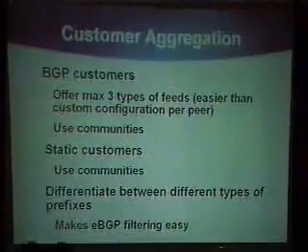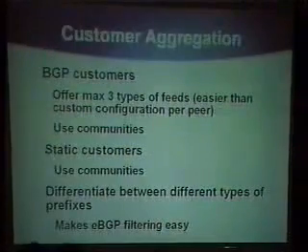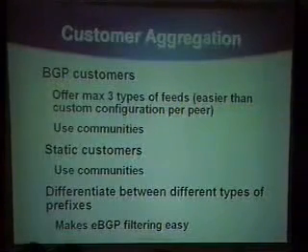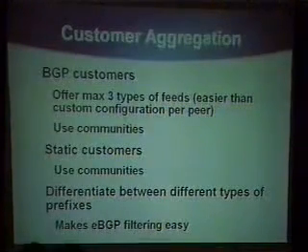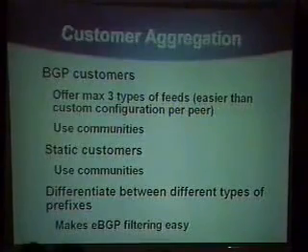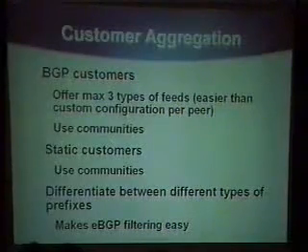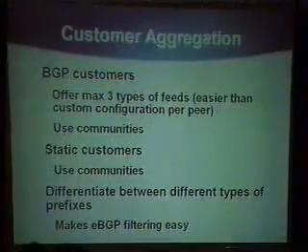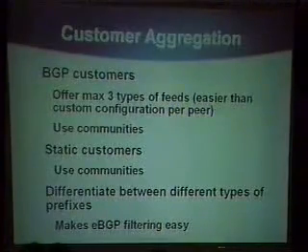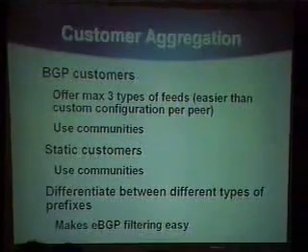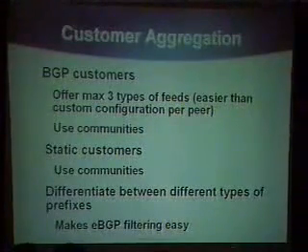Customer aggregation, well, BGP customers could, for example, you could offer 3 types of feeds. Again, it's easier than a custom configuration per peer. You can sell this as 3 types of services, right? Use communities to determine the 3 different feeds. Static customers, again, use communities. And you can differentiate between different types of prefixes using these communities. It makes your eBGP filtering really easy.